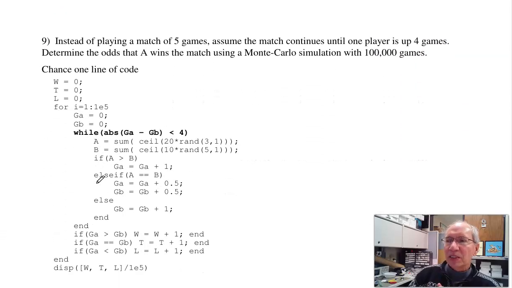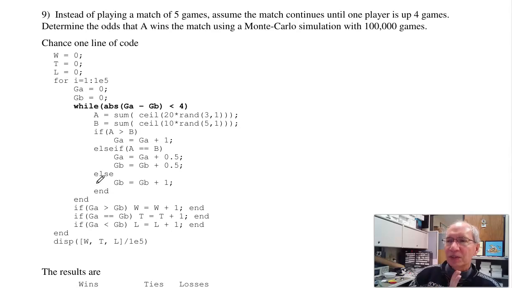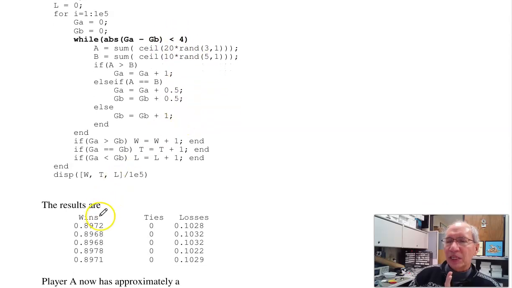If I change the format so that now A has to be up by 4 games, all I do is change this one line of code. And now A wins about 89% of the time.